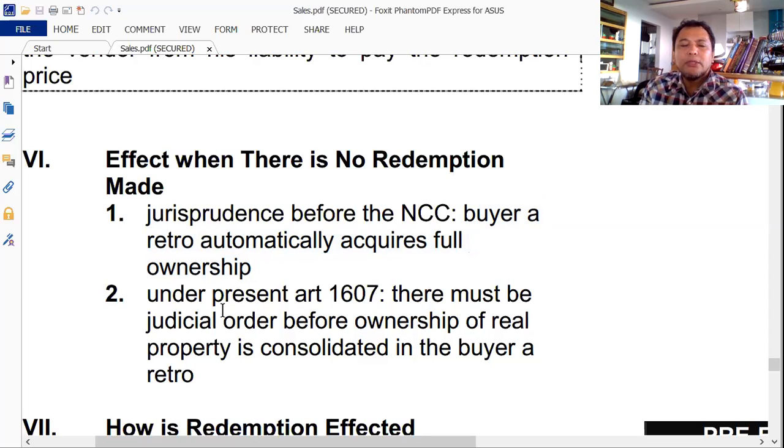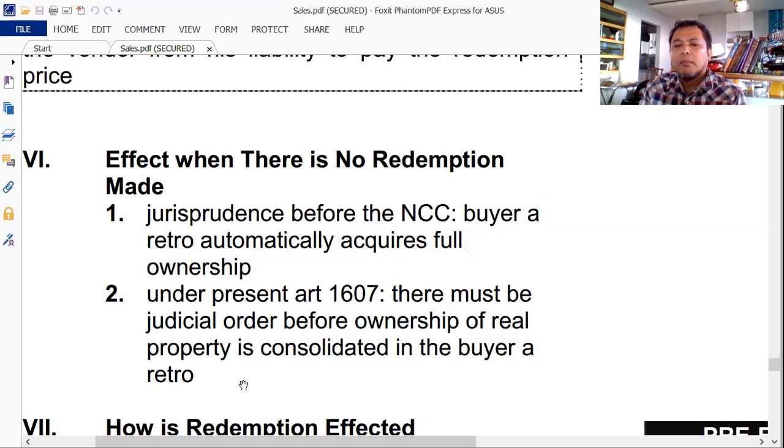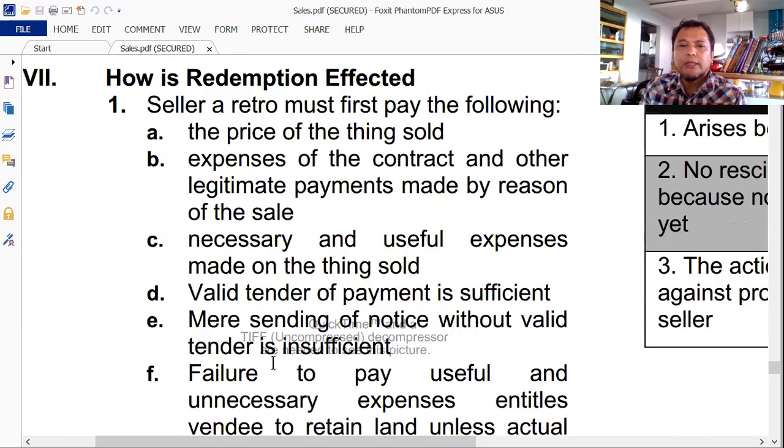So under our present Civil Code, specifically under Article 1607, it requires that there is a judicial order before ownership of real property is consolidated with the buyer a retro. A buyer a retro is a buyer with right of repurchase. So how is redemption effected? The seller a retro must first pay the following.